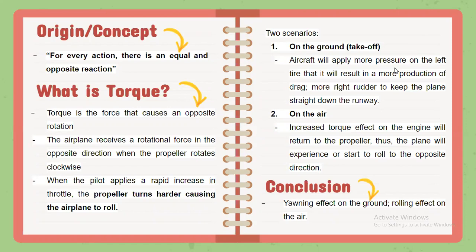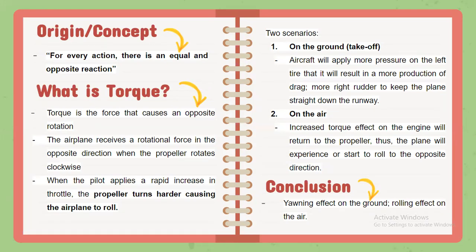The airplane receives a rotational force in an opposite direction when the propeller rotates clockwise. So when the propeller spins clockwise, the aircraft experiences a rotating force in the opposite direction. When the pilot applies a rapid increase in throttle, the propeller turns harder, causing the aircraft to roll. So we have an increase in torque and also an increase in power.